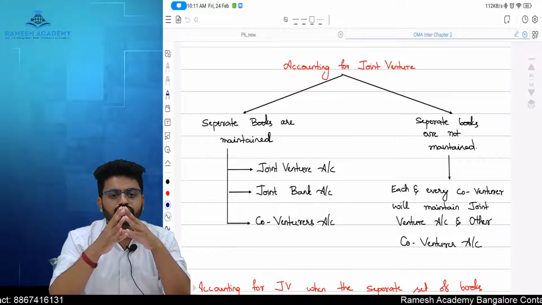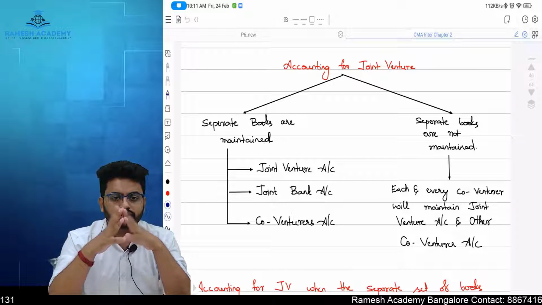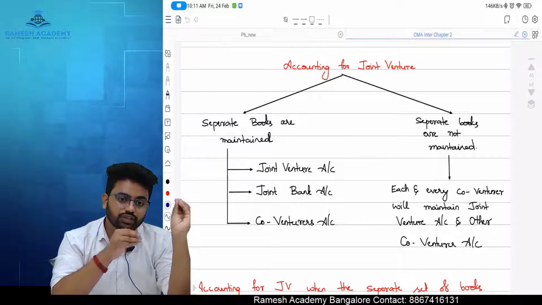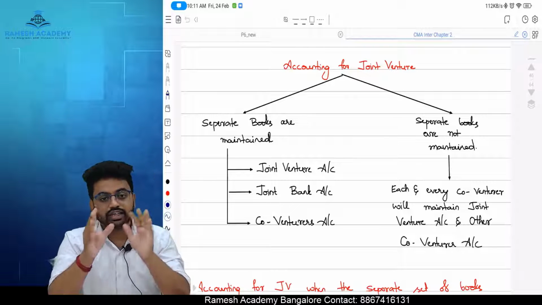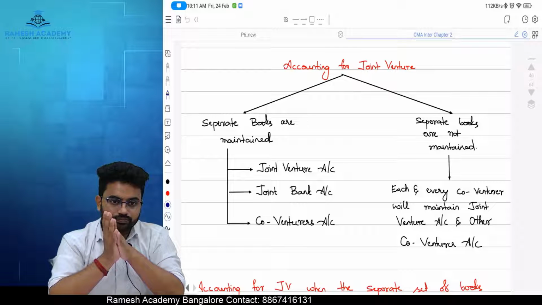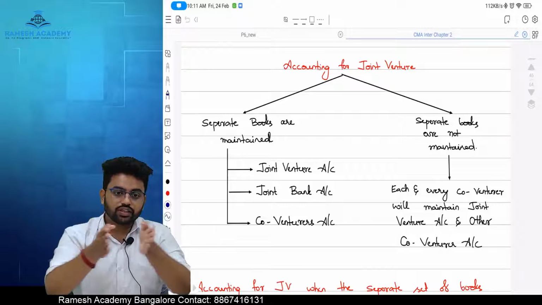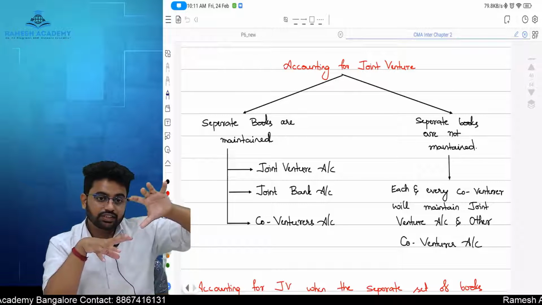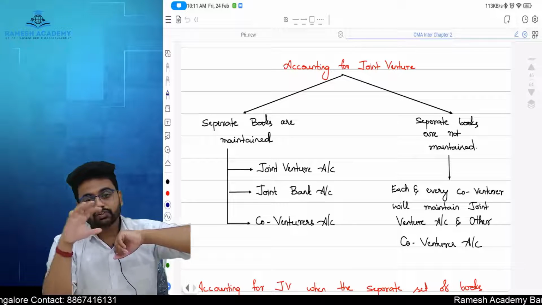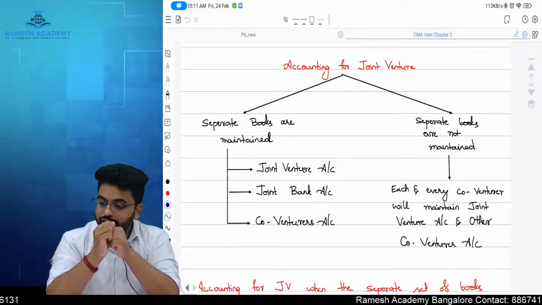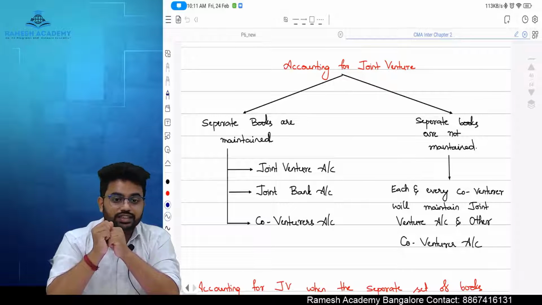When the joint venture is big, we will make it a separate business. For that we will keep one separate accountant. He will keep the record of all the transactions of the joint venture business. That is when a separate set of books is maintained. The next one is where a separate set of books is not maintained. In that case, each co-venturer will record the transactions.